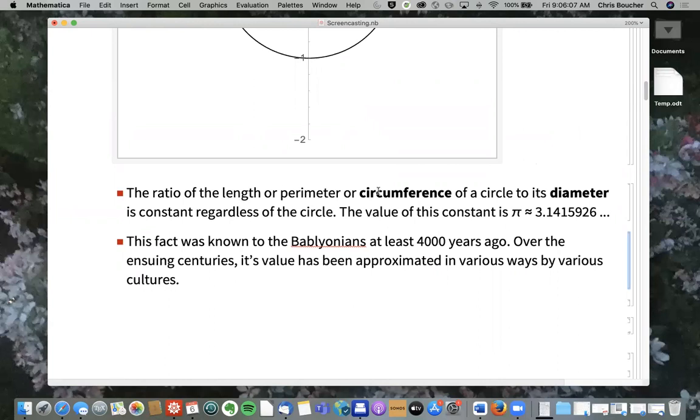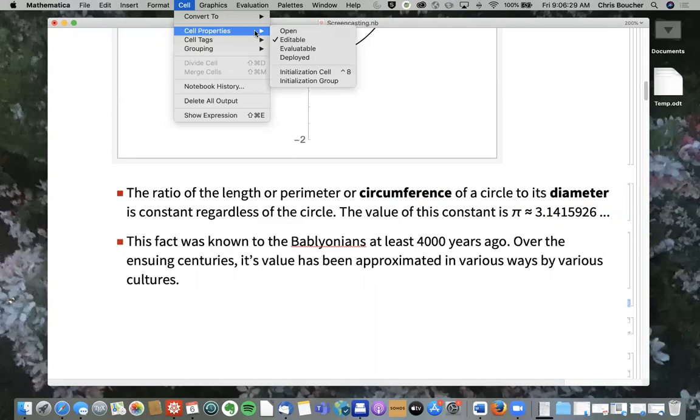And the value of pi, which is necessary in computing almost anything about a circle, has been approximated in lots of different ways by lots of different cultures, because folks have needed to use that value in constructing things. There's all kinds of information on the internet about various approximations to pi.